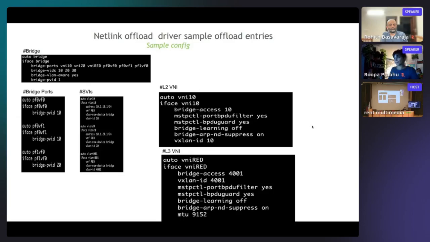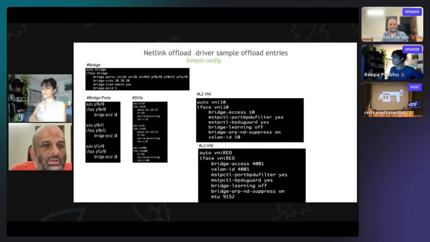I've taken a simple single L2 VNI and L3 VNI just for simplicity here. I do want to point out that this is in the ifupdown2 config format, but essentially ifupdown2 translates this to the bridge, IP route, bridge, VXLAN, and a bunch of IP link commands.